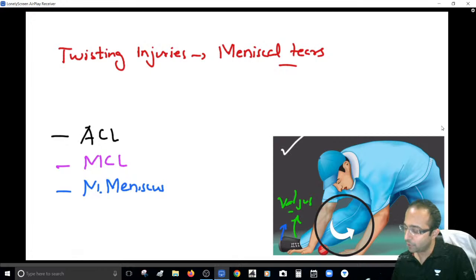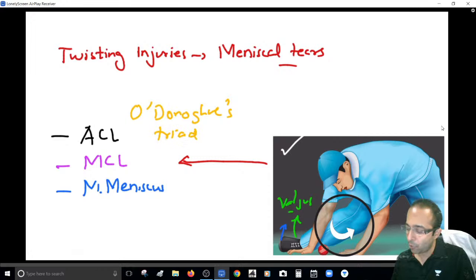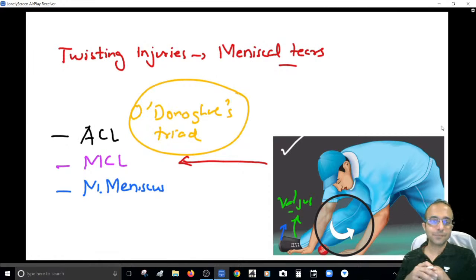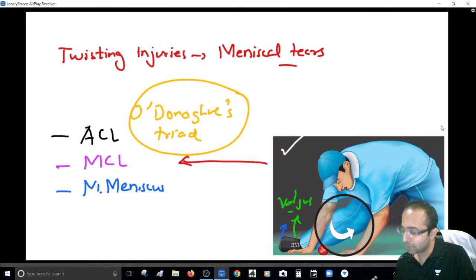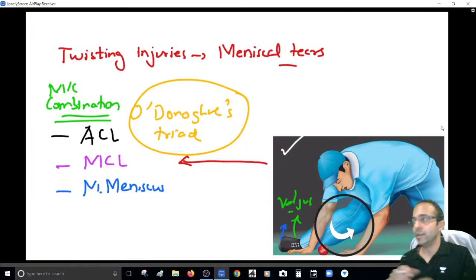Now when this kind of injury pattern happens, you get this combination that I've just shown in front of you. This is what you call O'Donoghue's triad of knee injury. So this is the most common combination of knee ligament injuries that we find in our clinical practice. The unhappy triad, absolutely right.